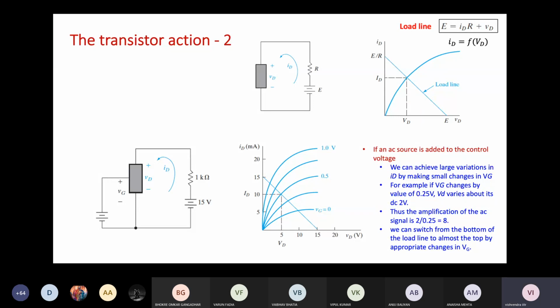So I guess you are confusing the diode characteristics and these characteristics. At the moment we have not gone into the details of the transistor. We are just assuming that if we can somehow create this kind of characteristics, these lines, then we can achieve amplification.